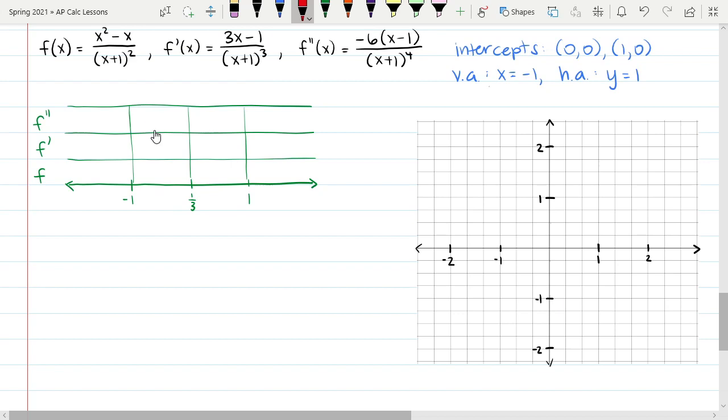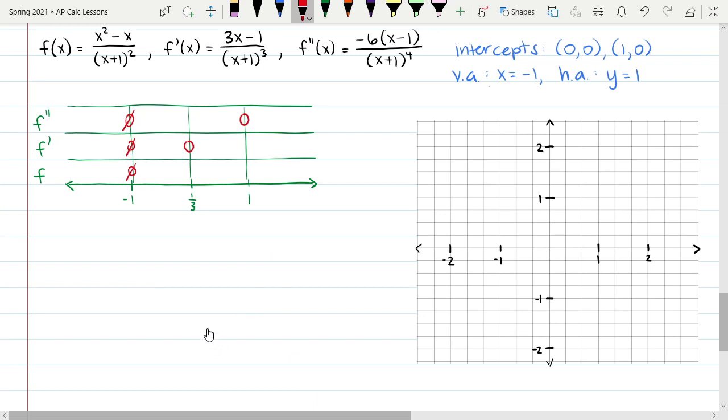Okay, so going back to our sign chart here, remember negative 1 is in this chart because that is a domain restriction. It makes f, f prime, and f double prime undefined. 1/3 was in our chart because it made f prime 0. And 1 was in our chart because it made f double prime 0.